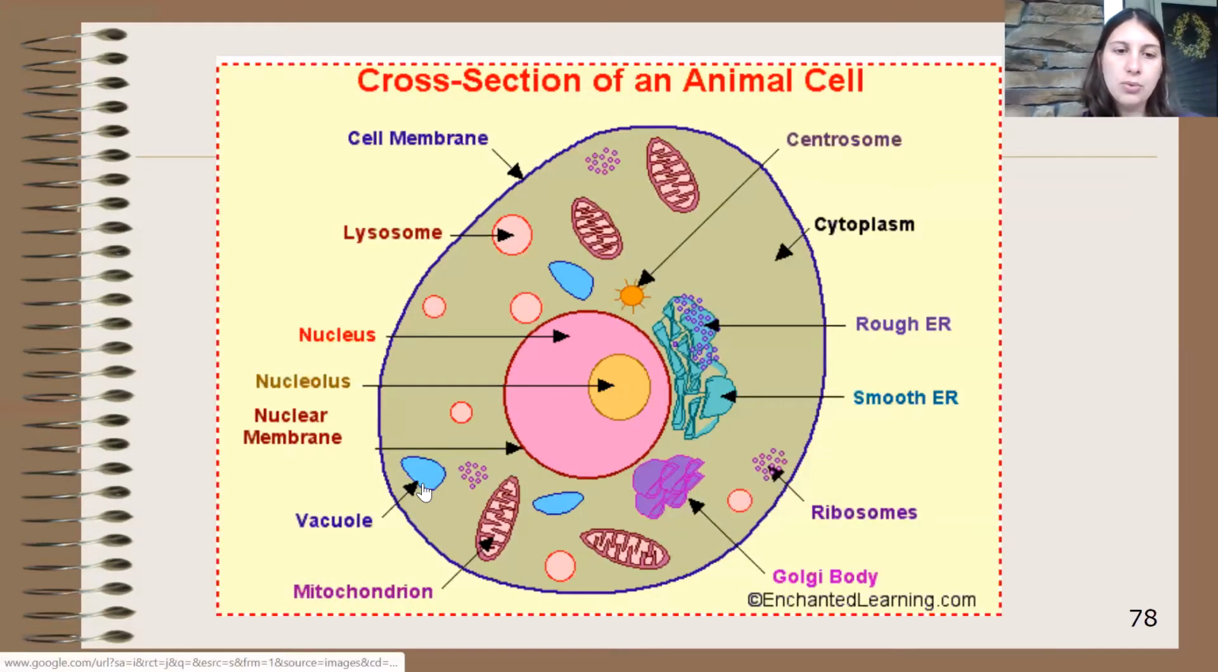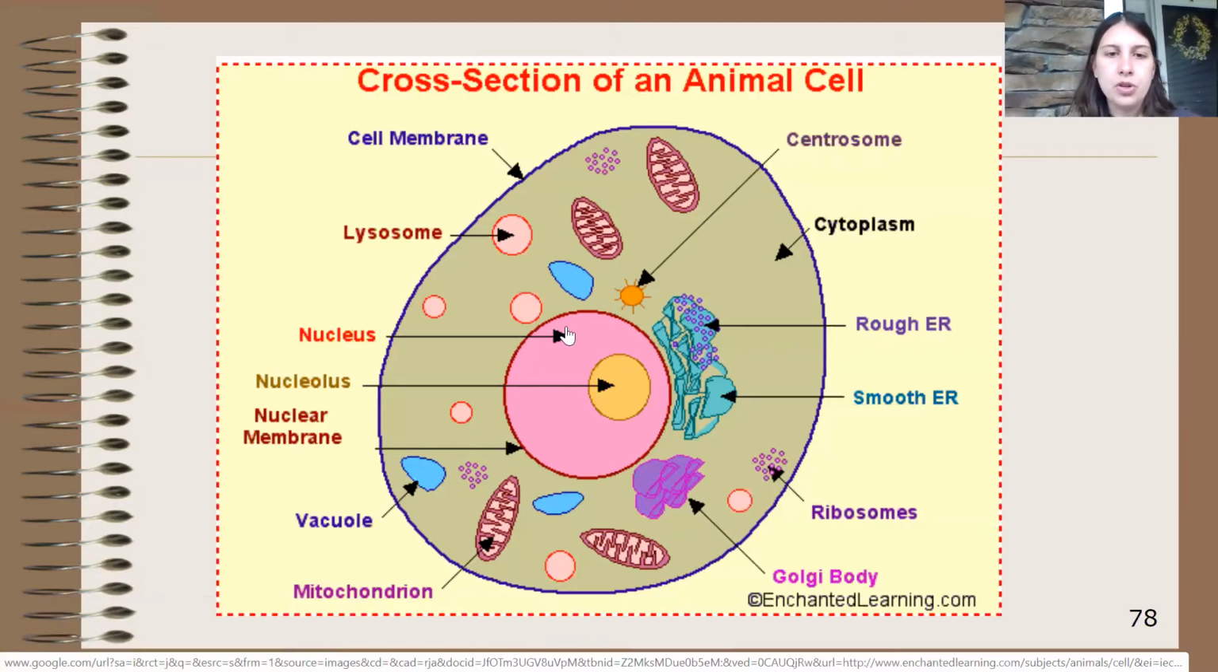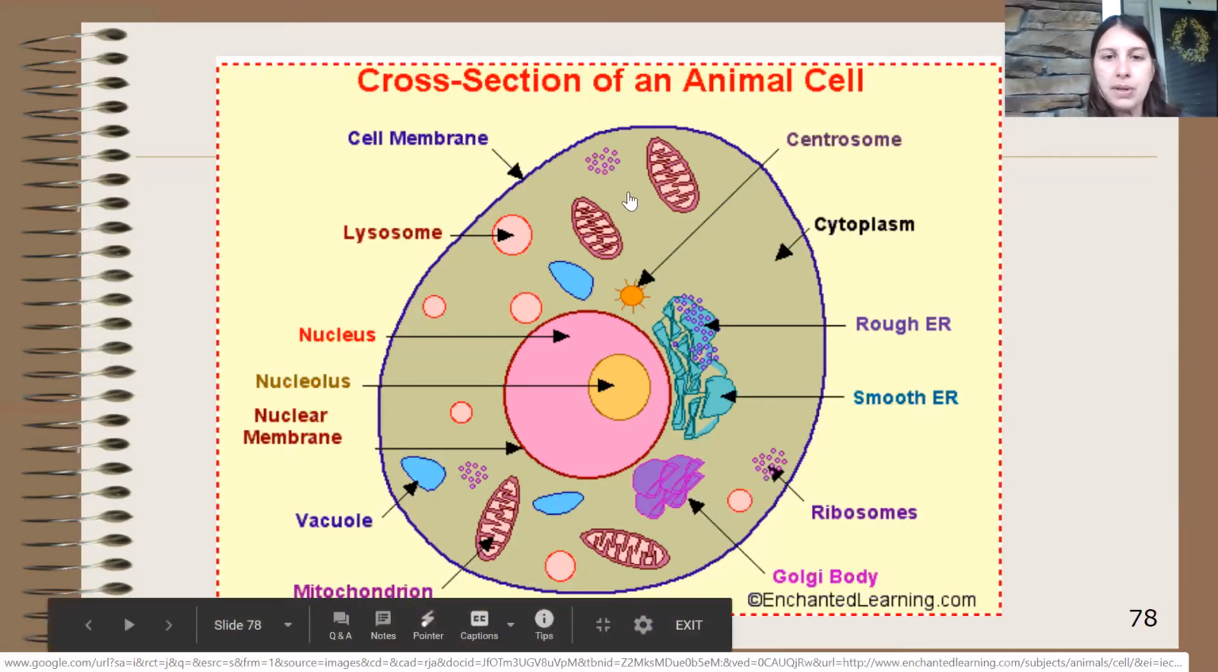So we've got our little vacuole here. We've got a couple little vacuoles, but they're pretty tiny. And then we've got our nuclear membrane, which goes around right here. And our ribosomes, we've got them kind of all around here.